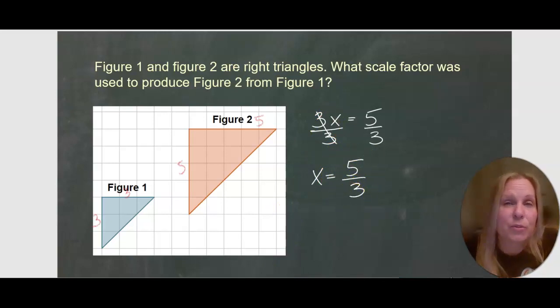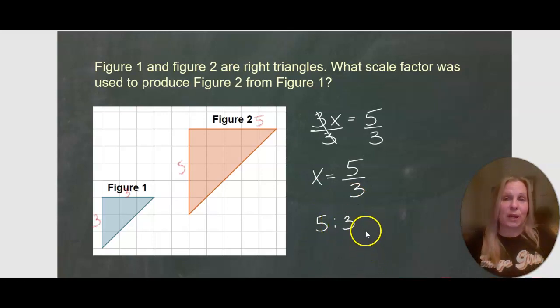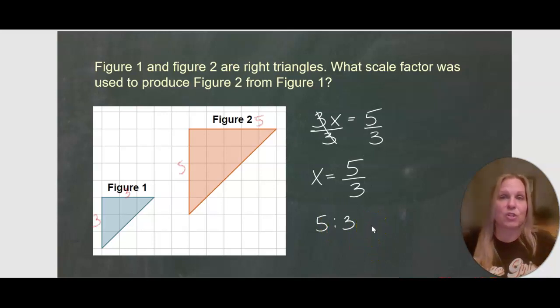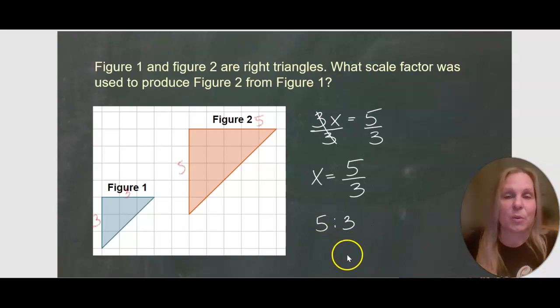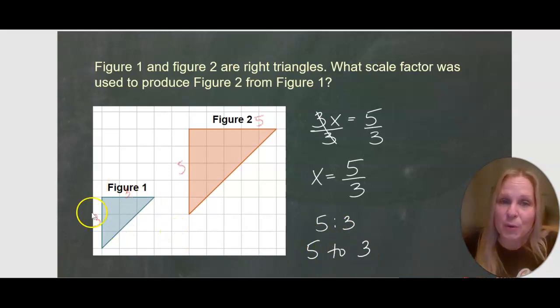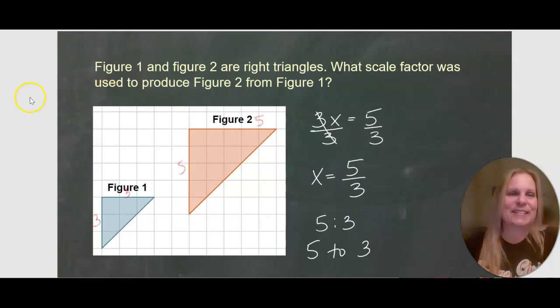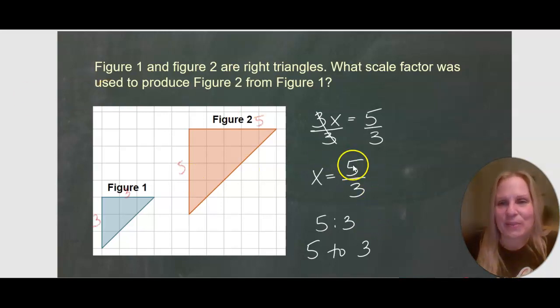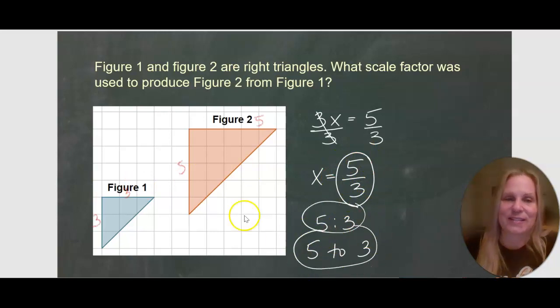Now you might also see this written as 5 to 3, because we can write fractions and ratios using those dots, or 5 to 3. That means 5 of the small ones would equal 3 of the big ones. All right? So the ratio can be written like this, or like this.